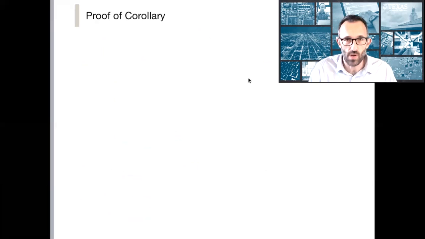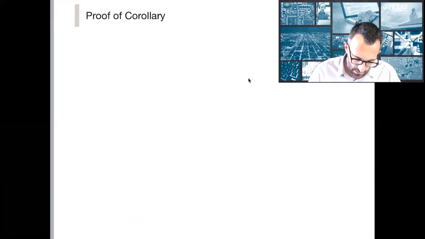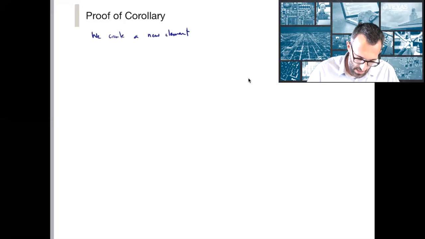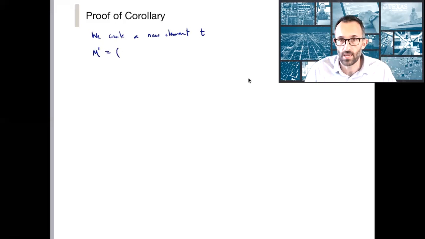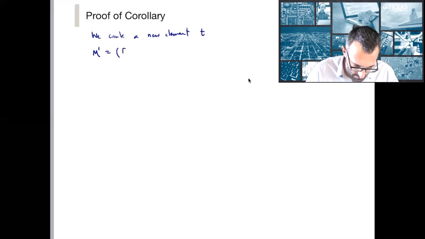So what we're going to do is we're going to actually directly use the previous corollary, but on a larger matroid. So let's create a new element and enlarge the ground set. Let's call this T. And therefore look at the matroid M dash, which has ground set E union T.